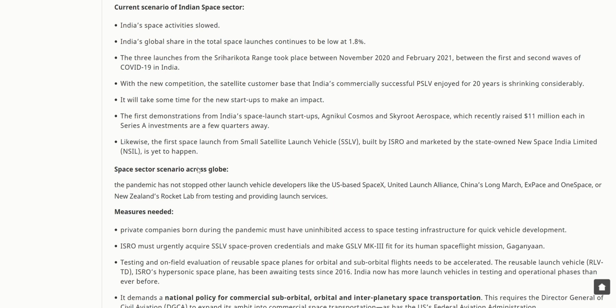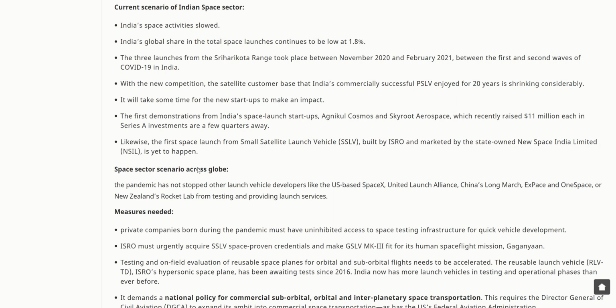Now, what are the measures that are needed? Private companies born during the pandemic must have unhindered access to space testing infrastructure for quick vehicle development. ISRO must urgently acquire SSLV space-proven credentials and make GSLV Mk III fit for its human spaceflight missions such as Gaganyaan. Testing and on-field evaluation of reusable space planes for orbital and suborbital flights needs to be accelerated.